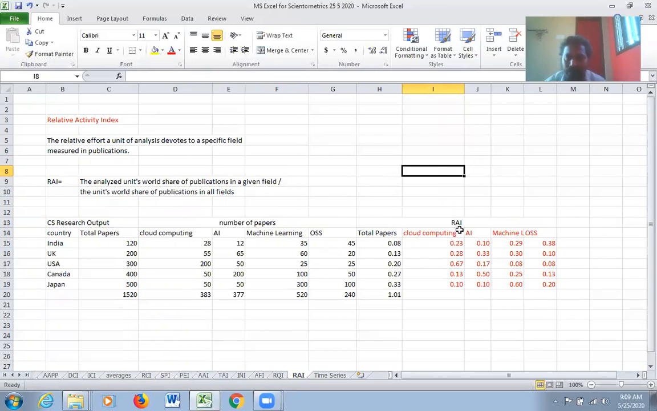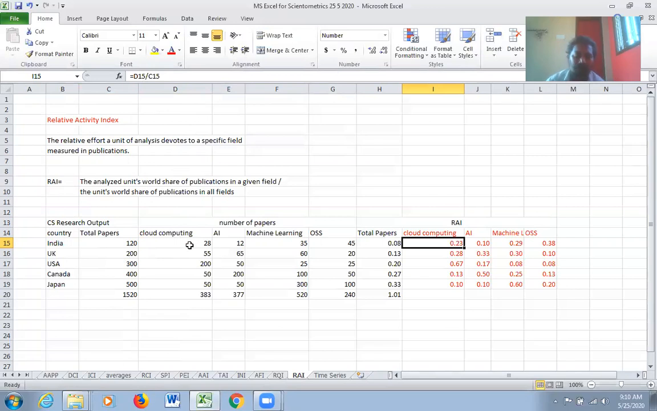Fine. So let me calculate the relative activity index of different fields. I take cloud computing, the formula goes this way: the analyzed unit's world share of publications in a given field divided by the unit's world share of publications, all the fields taken together. For example, as far as cloud computing is concerned, what is the formula you need to use? D15. What is D15? This is the number of papers published by India during the given period of time on cloud computing, divided by C15. What is C15? Total papers published by India in computer science. So total papers and number of papers published in cloud computing.